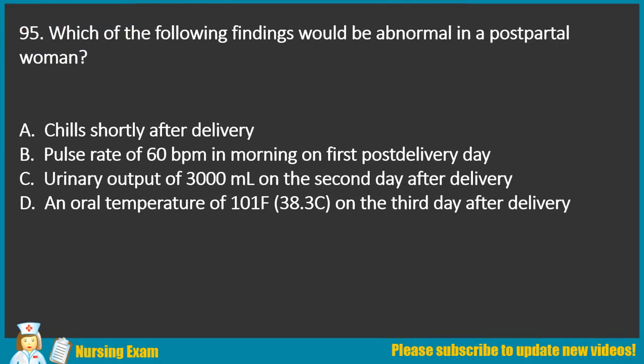Question 95. Which of the following findings would be abnormal in a postpartum woman? A. Chills shortly after delivery. B. Pulse rate of 60 bpm in morning on first post-delivery day. C. Urinary output of 3,000 milliliters on the second day after delivery. D. An oral temperature of 101 F, 38.3 C, on the third day after delivery.